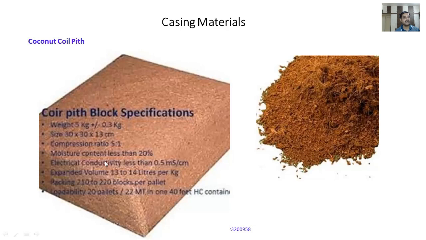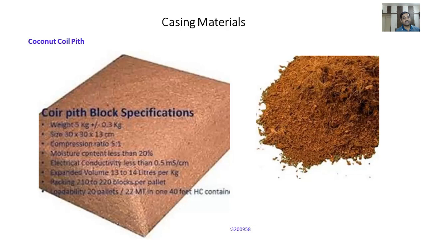So you can see these properties. Its compression ratio is 5:1. Moisture content is less than 20%. If you have more moisture, then you will be buying water. So you have to ensure that when you are buying, it should be very dry so that you will get more quantity of the coconut coir pith. Its electric conductivity is less than 0.5.